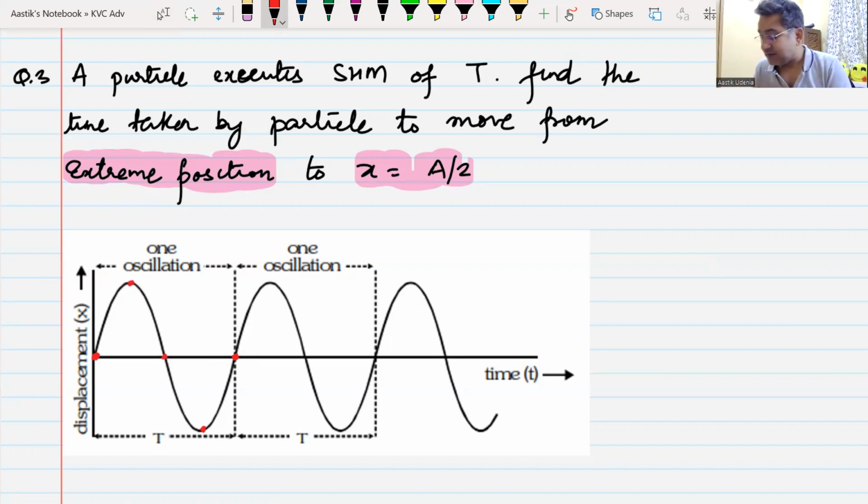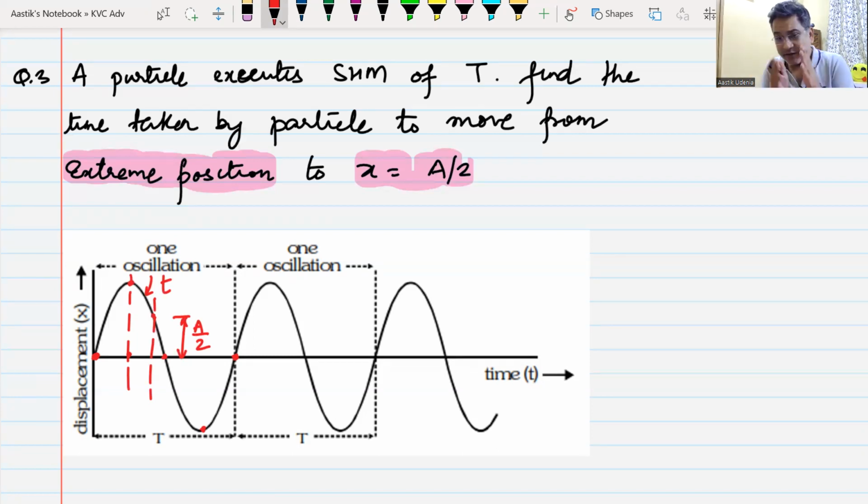Now what they have asked is to find the time taken to go from one extreme position. So let me call this position the extreme position. They want me to find out the time taken from here to the point where the value of x becomes A by 2. So basically I'm supposed to find out this time t between these 2 points. Do we understand this, or has this gone above our heads? Understood, sir.